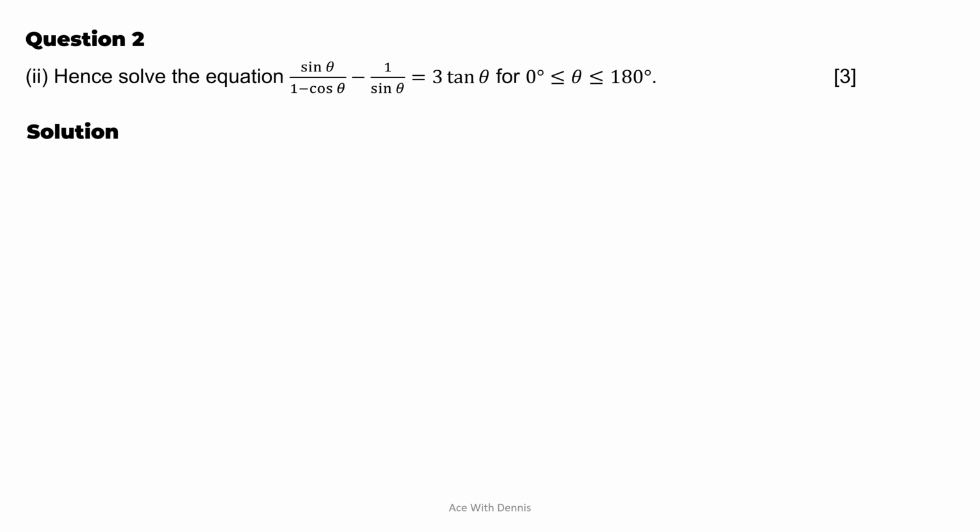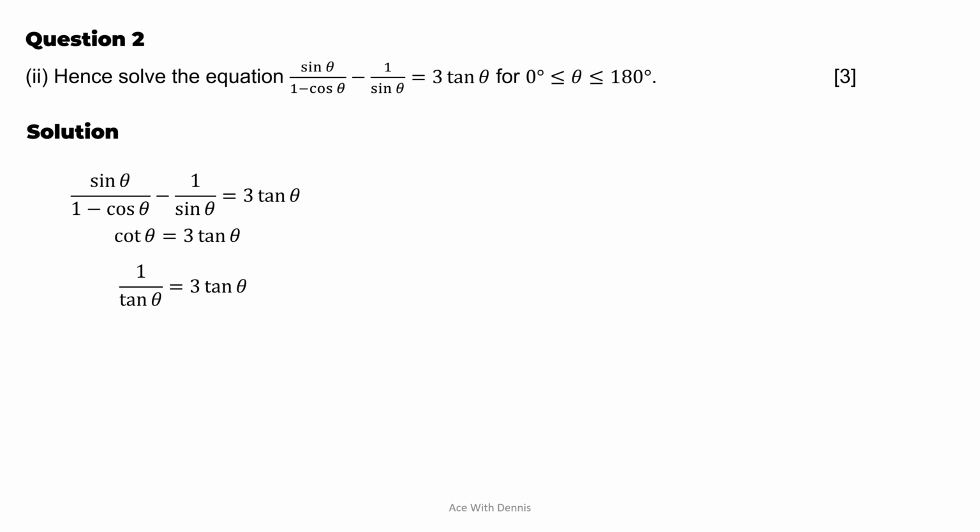And here's the solution. Again, this question has the word hence, so we can use the answer from the previous question. So we start with the equation given, which is sine theta over 1 minus cosine theta, minus 1 over sine theta, equals 3 tangent theta. We know that this part will be cotangent theta. So the equation becomes cotangent theta equals 3 tangent theta.